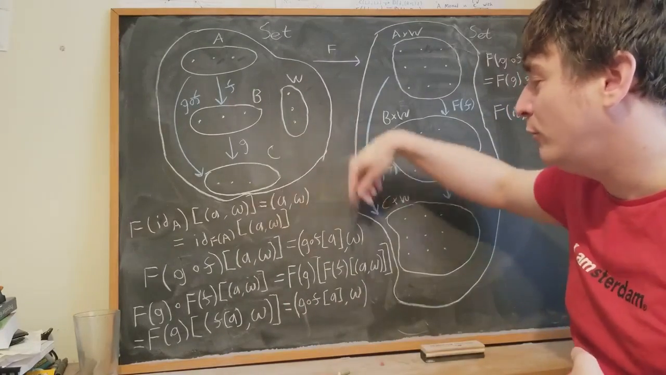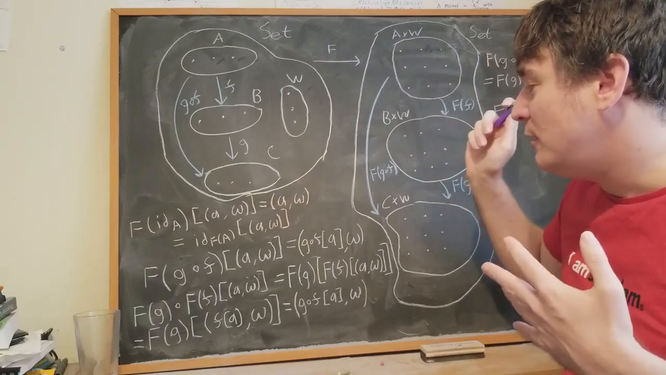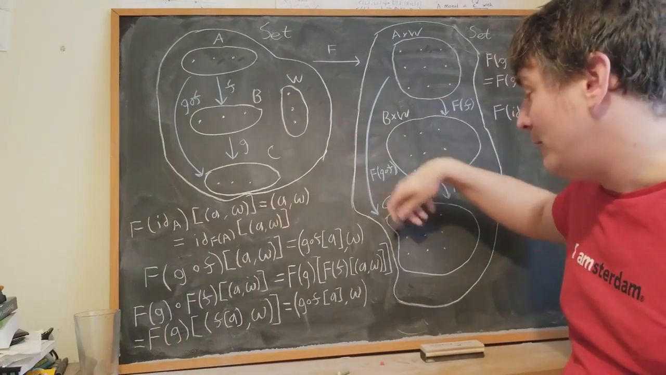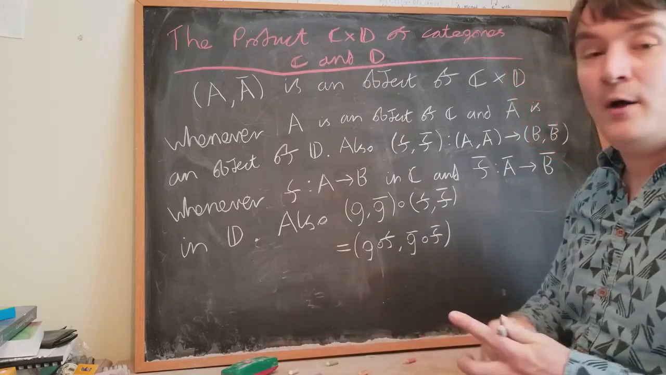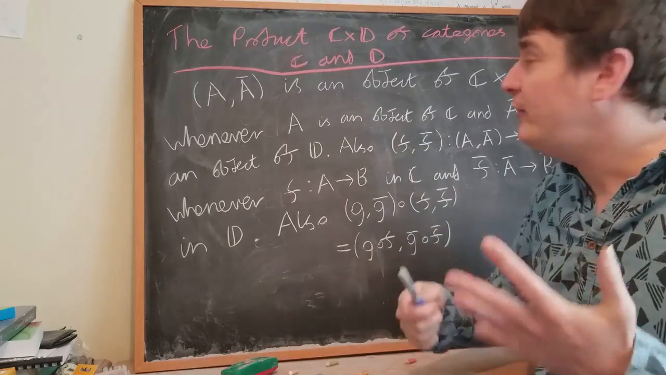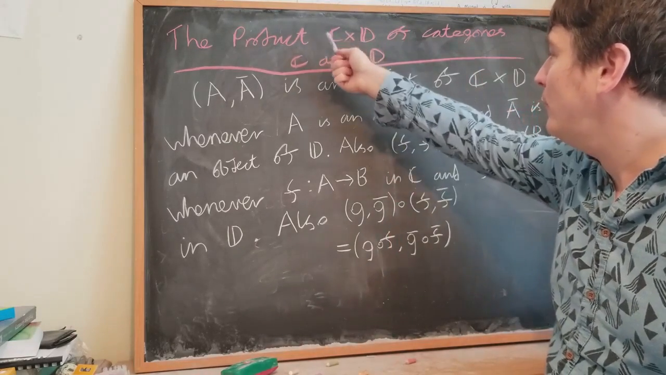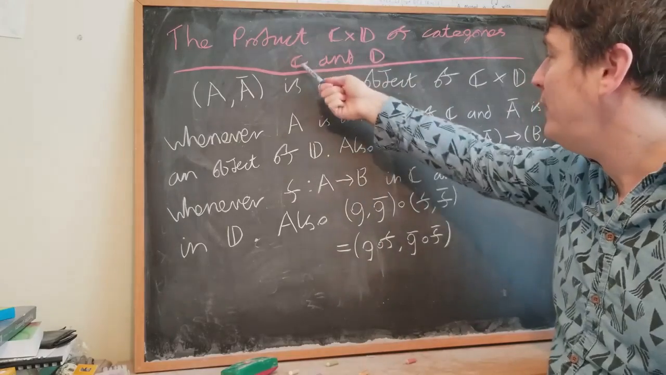I'm not going to talk through this. You can pause the video and have a look at this. Okay, so we're going to need this idea of the product of two categories, C and D.